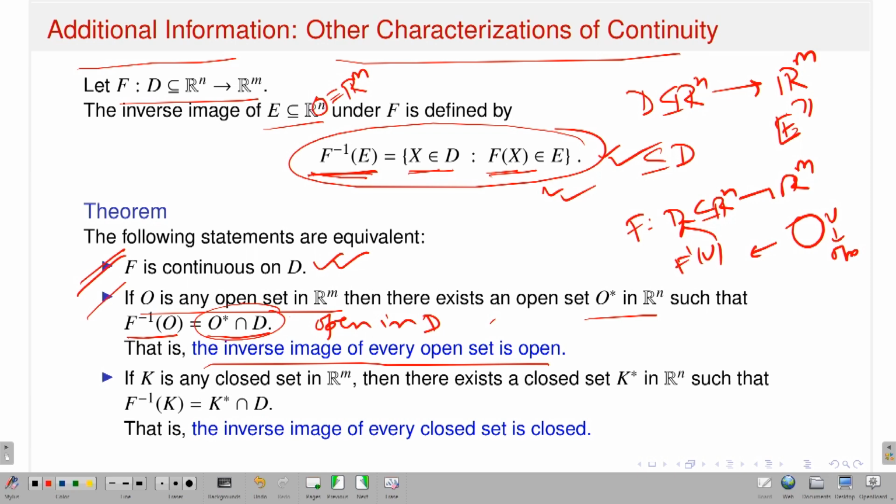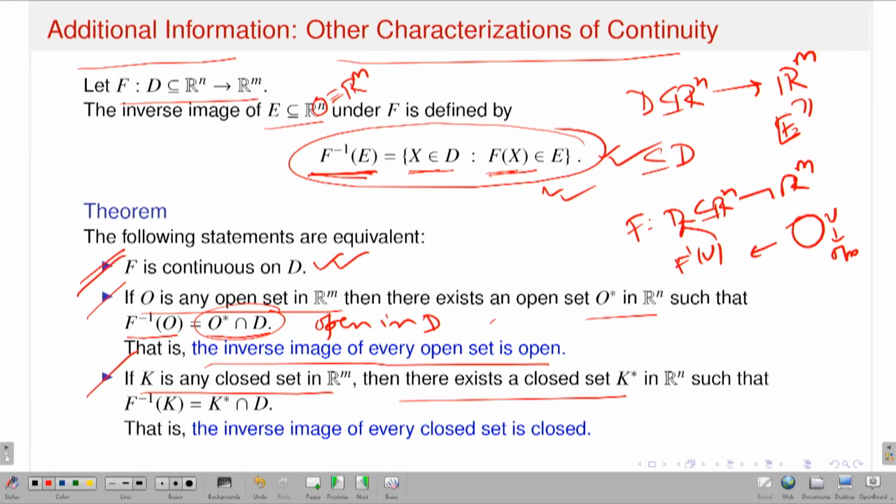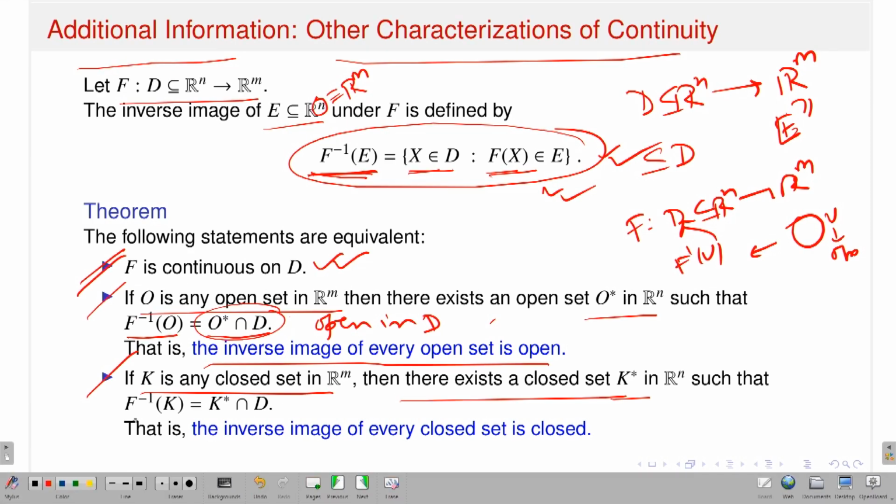That is very nice. Similarly, if I have any closed set K in the codomain, then there exists a closed set K star in Rn such that the inverse image of my closed set is nothing but K star intersection D. So one can say that this is also closed in D. In other words, inverse image of closed set is also closed. So in some books you can see this is also the definition of a continuous function. In fact, if I have a topological space, that is the way one can define a function is continuous from one topological space to another topological space if inverse image of open set is open.